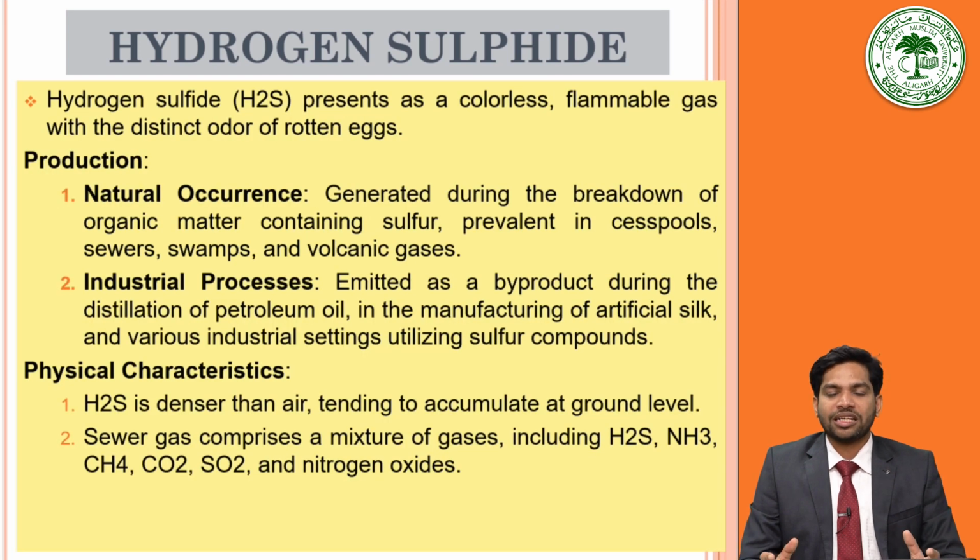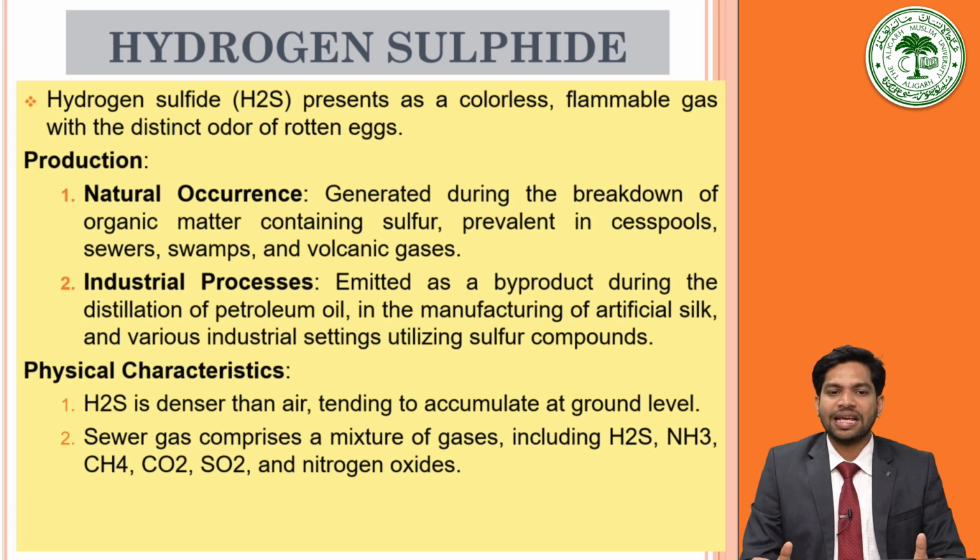Then coming to its main constituent, that is hydrogen sulfide. Hydrogen sulfide is a colorless flammable gas with a distinct odor of rotten eggs. It can be produced naturally as well as through industrial processes. Naturally, it is generated during the breakdown of organic matter containing sulfur, and it is prevalent in cesspools, sewers, swamps and volcanic gases. By industrial processes, it is emitted as a byproduct during the distillation of petroleum oil, in the manufacturing of artificial silk and various industrial settings utilizing sulfur compounds.